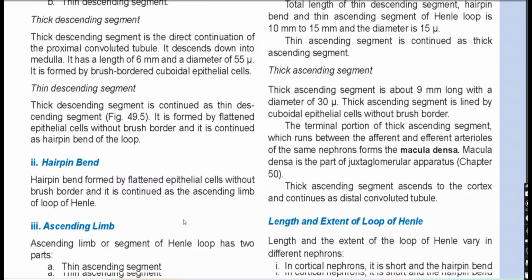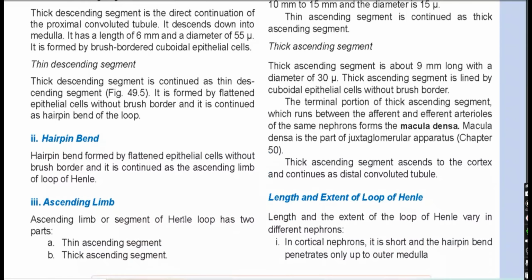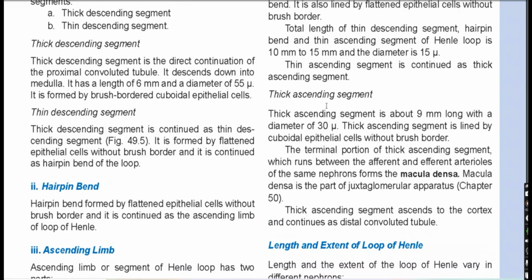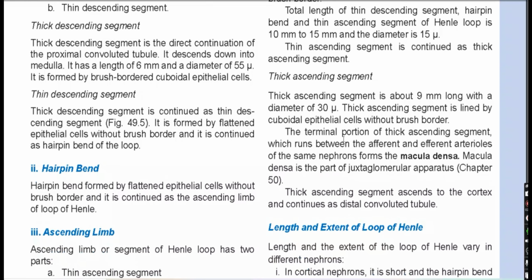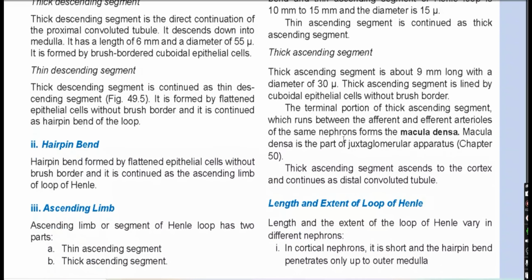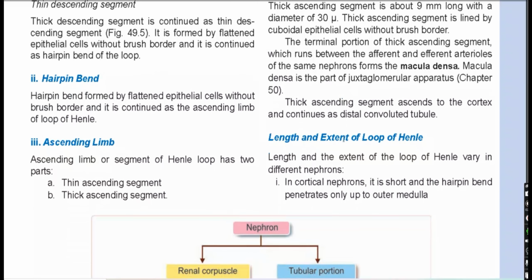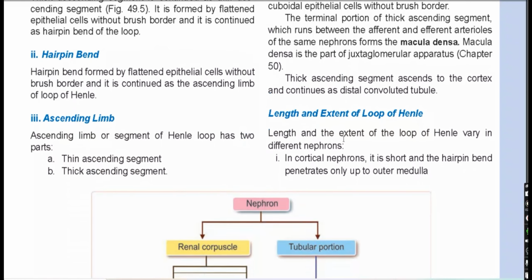And the ascending portion of the loop of Henle is also of two types, thin and thick. The thin portion is 15 micrometers in diameter, and the thick portion is 30 micrometers in diameter. In this way, you can differentiate between the thick portion and the thin portion. They have separate functions that we will discuss when we learn about the formation of urine.